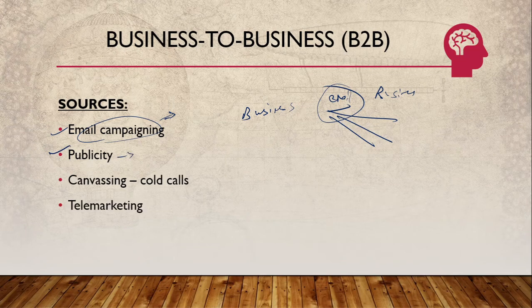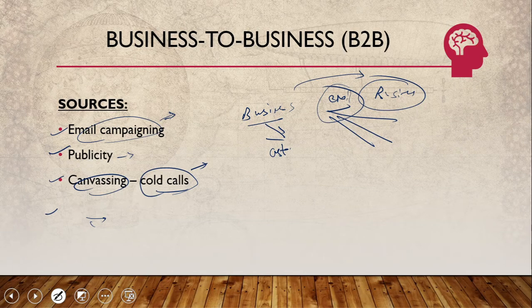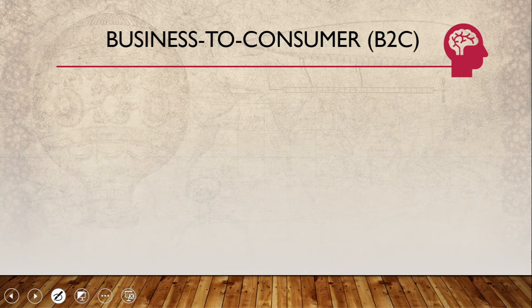and then canvassing is a type of call, the cold calls, where the people from this business or the customer agents will call these people directly. So that is nothing but the cold calls. Telemarketing, directly calling any people. So these are some of the possible ways in which customer acquisition can be done in a business to business setup. Next, we will see how we can acquire the customer in a business to consumer setup.